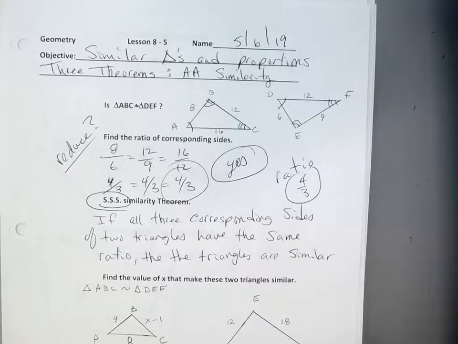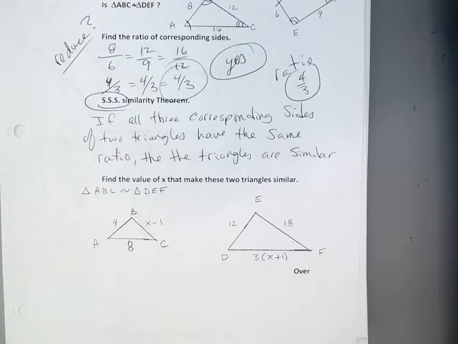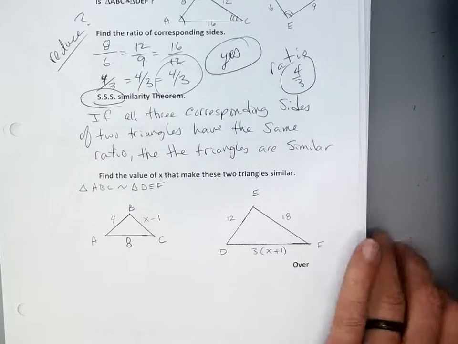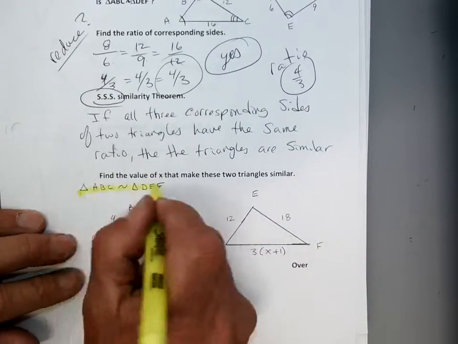Now, next example. This is more of what you would see on the state test. It says they're similar. So I make the statement, boom, A, B, C is similar.